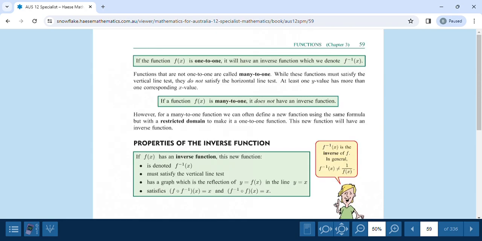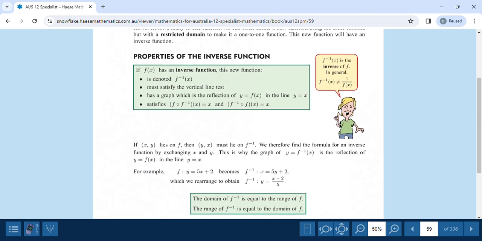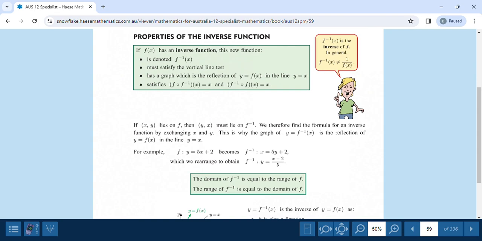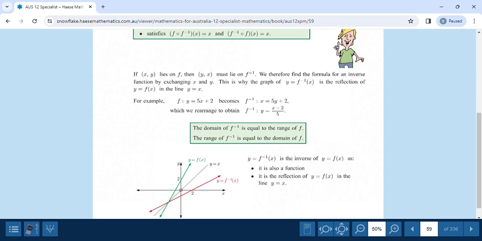So if the function is one-to-one, it will have an inverse function which we denote as f minus 1 of x. So that denotes an inverse function. If it does have an inverse function, basically it's quite easy to find. To find the inverse of a function, we just swap x and y over wherever they are. So in the example, it says y equals 5x plus 2. So that becomes x equals 5y plus 2. So we're just switching x and y around.